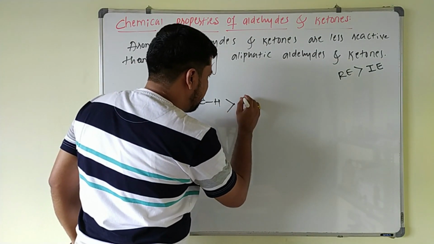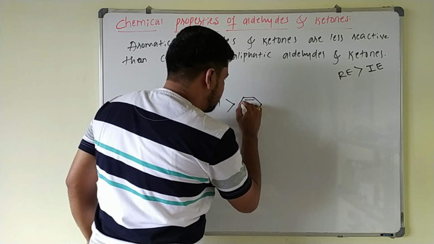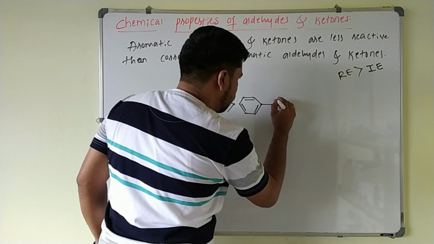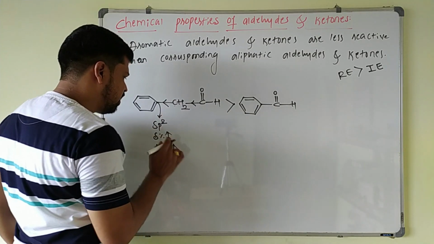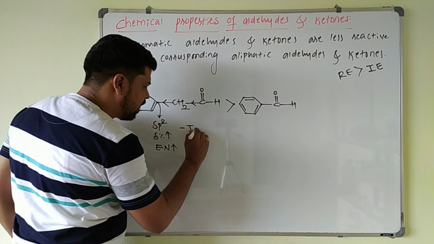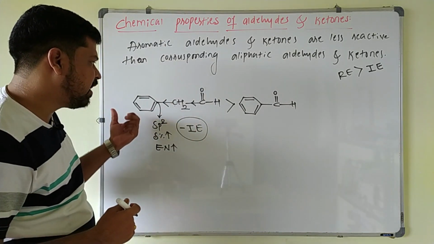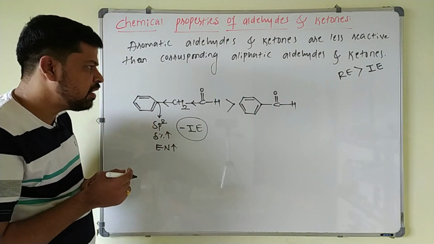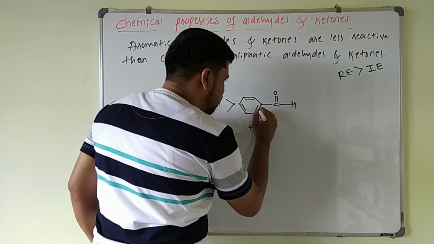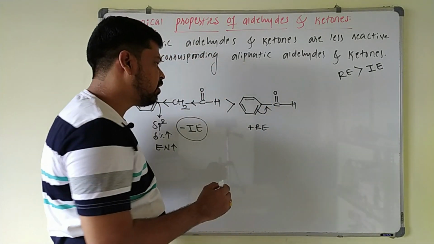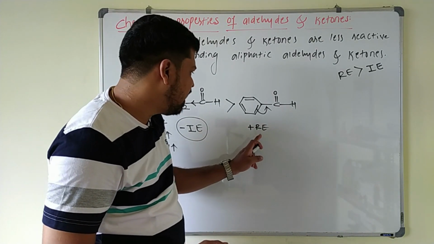What happens here? If I take benzaldehyde, this is your benzaldehyde, this is less reactive than this one. Here what happens? You are having negative inductive effect. Due to negative inductive effect of this carbon, reactivity increases, electron density is going away from the carbonyl carbon here. But here, due to the positive resonance effect, electron density on the carbonyl carbon is sharply decreased, therefore its reactivity is less as compared to this compound.